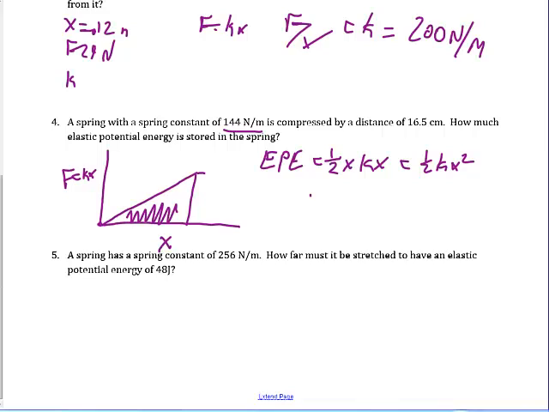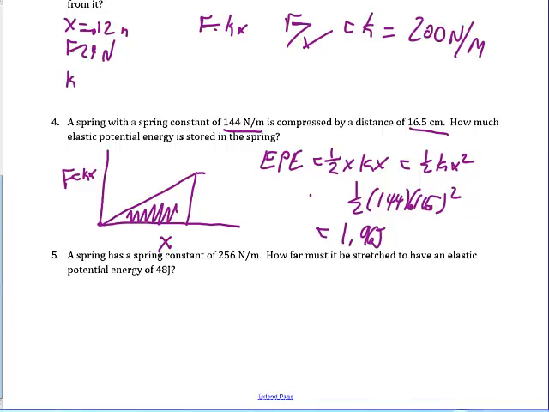Okay, and so then I say, okay, I know the spring constant, it's 144, and I know x, be careful, this is in centimeters, we want it in meters, so 16.5 becomes 0.165 squared. Okay, so 144 times 0.165 squared times 0.5 is 1.96. Remember, it's energy, so that's joules. So that's 1.96 joules of elastic potential energy. That's also how much work you did, right? That's the work energy theorem. The work done on an object is equal to the energy change the object experiences.